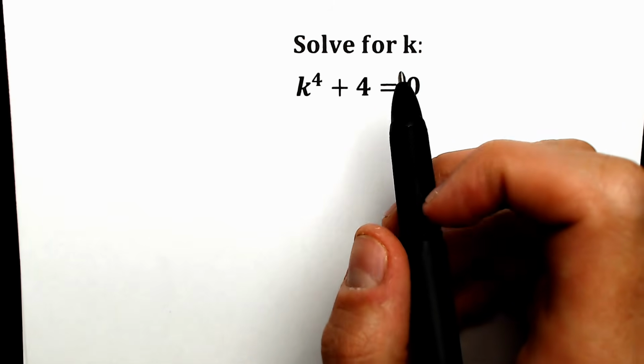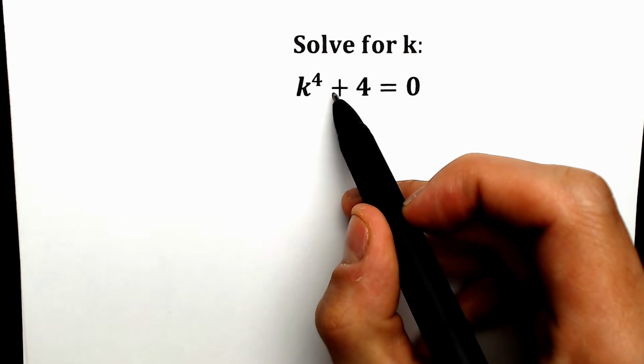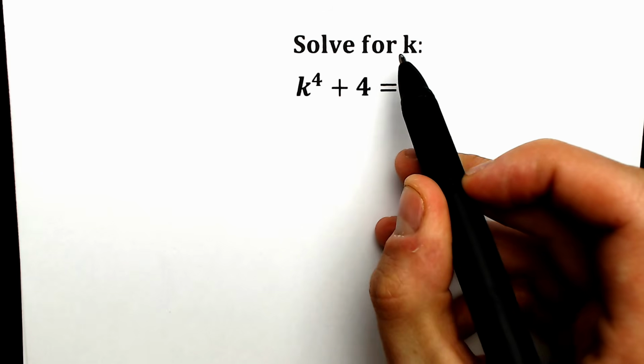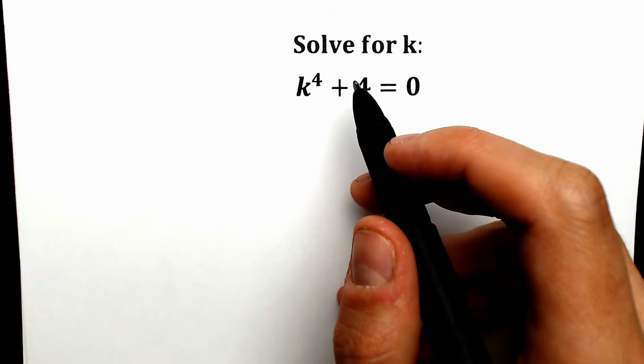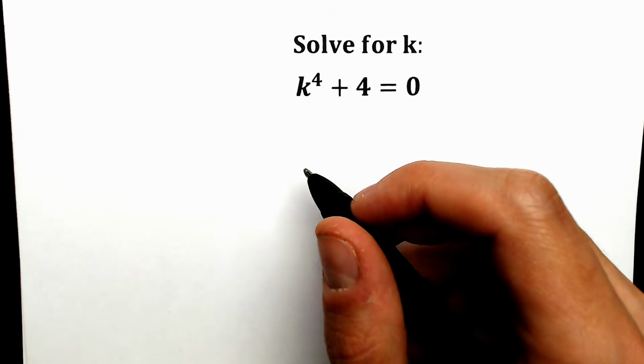Today we have a great algebra question: k to the power 4 plus 4 equal to 0. We need to solve this question for k. So write your solution, your assumptions, and your notes in the comment below, and then we will check our answers. Okay, so let's start.